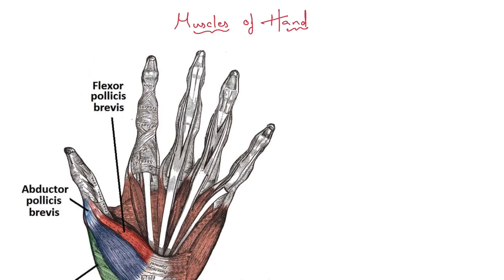Let's get started. If you are seeing this image, you can see the muscles of the hand. I'm going to divide them into 3 main regions of muscles, and based on that we are going to discuss. The first group will be the thenar muscles group. This thenar muscles group is innervated by the median nerve.